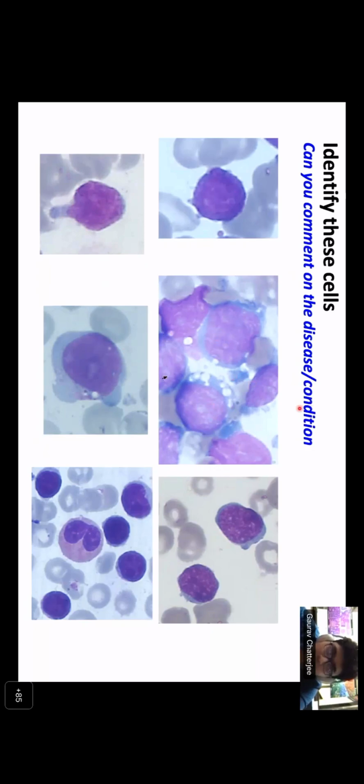What do you think about these two cells? Maybe I can ask Sonam now. Sonam, what do you think about these two? So these are blast cells. These have vacuolation in the cytoplasm, and basophilic cytoplasm is there, and high NC ratio, and it could be an L3 type of ALL picture. That's very good, very good.